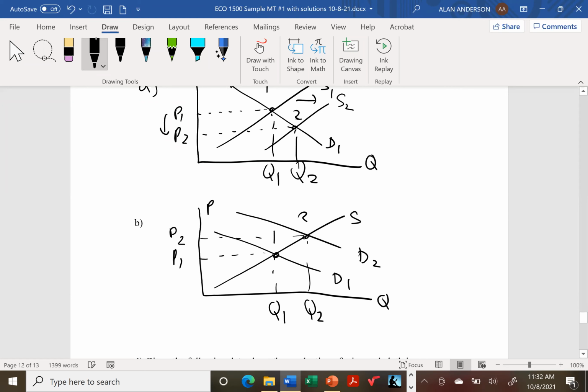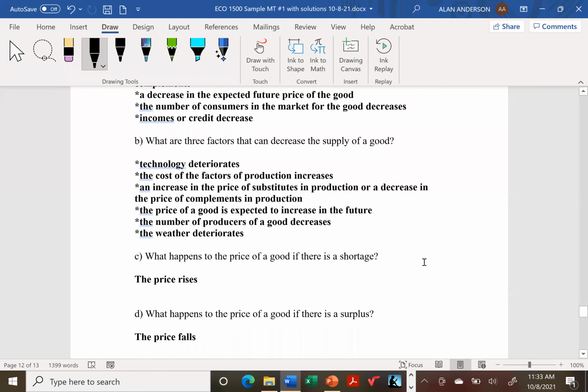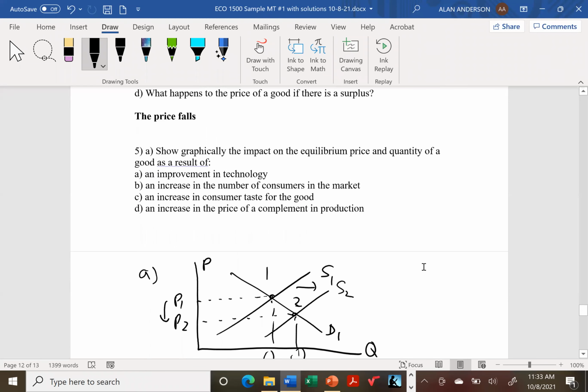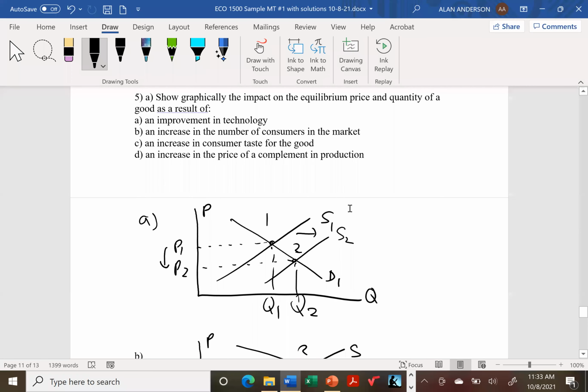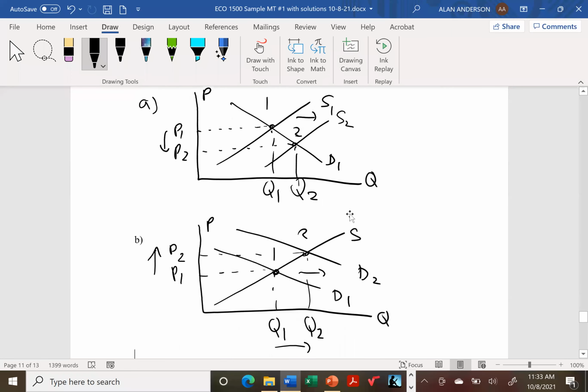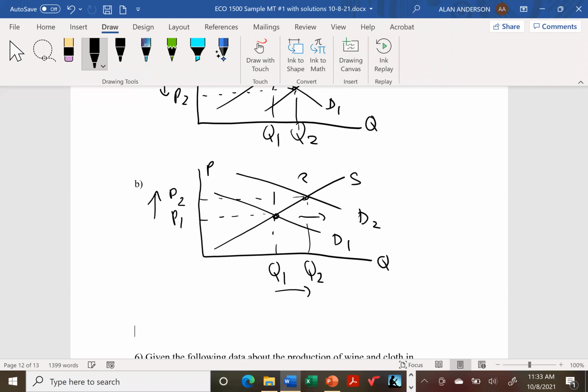So unlike with the supply, when the demand goes up, the quantity goes up, but the price also goes up because more people want to buy a product for which there's a limited supply. Okay, so in part A, it was an increase in supply because of the improvement in technology. In part B, there are more consumers in the market, so the demand goes up.